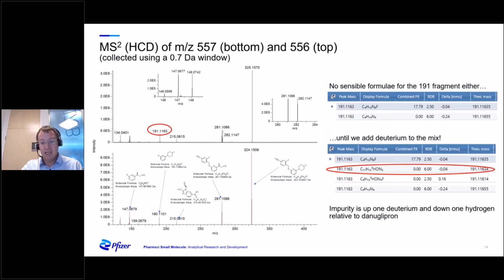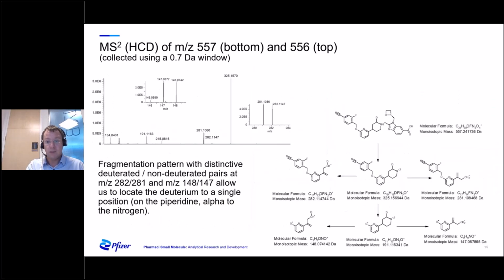So using this MS-MS, can we figure out which moiety of the molecule contains the deuterium? Yes, we can. And the giveaway fragmentation is here, this 281, 282, and the 148, 147 pairs. Now these are caused by fragmentation of the piperidine group along here or along here. And they show unambiguously that deuterium is only present at this position here, alpha to the nitrogen of the piperidine ring, and nowhere else. So this is not something we were particularly expecting. And consulting my colleagues within the department and the rest of the SEG group, none of them had seen anything particularly like this either.